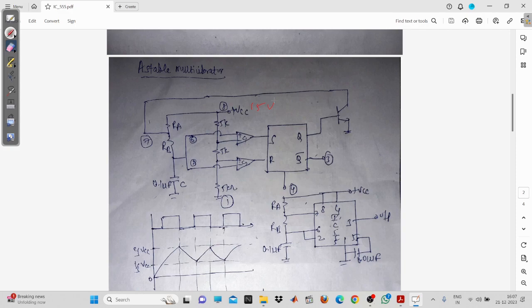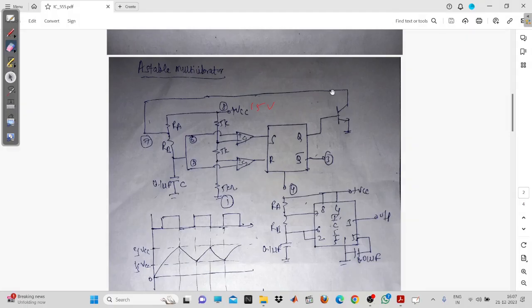When you are taking VCC as 15 volt, what is going to happen? You will be having 5 volt at this point, then 10 volt at this point. Basically it is a voltage divider circuitry, and this 15 volt will be divided across three resistances. Now this 5 volt will be given to the non-inverting input of the comparator 2, and 10 volt will be given to the inverting input of the comparator 1.